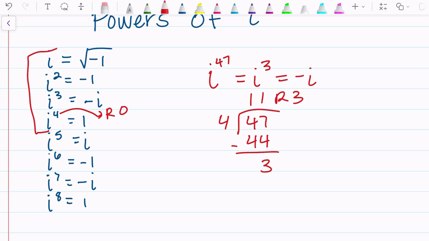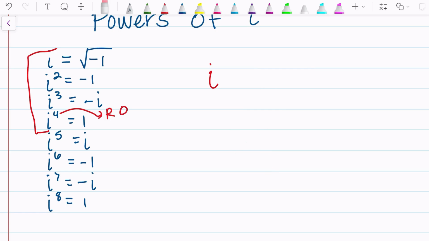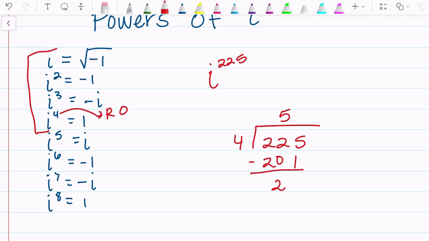Let's do a ginormous one. Let's do i to the 225. All right, so let's see if I can work this out. 225, I know 4 goes into 22 5 times, so take away 20, it's a 2, bring down my 5. And then it goes into 25 6 times, which is 24, and I'll subtract it and get remainder 1. So if I get remainder 1, that would be power of 1, which is just i.